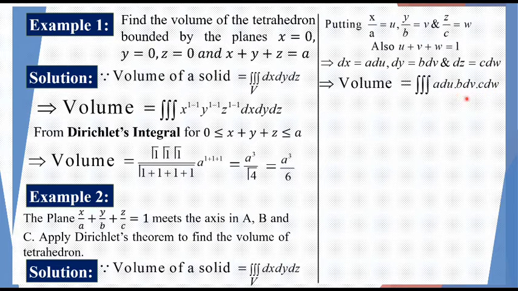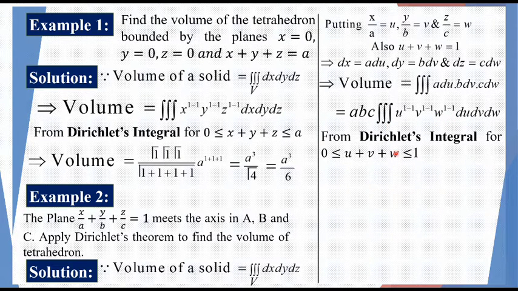So a, b, c are constants, so take them outside the integral, and there is no function, so we have to write it in terms of Dirichlet's form, that is u raised to power 1 minus 1, v raised to power 1 minus 1, w raised to power 1 minus 1. So we can apply here Dirichlet's integral for u plus v plus w lying between 0 to 1, because in this particular problem it is said that this plane meets the axes in a, b and c. So the initial value for each point is 0. That's why u plus v plus w lies between 0 to 1.